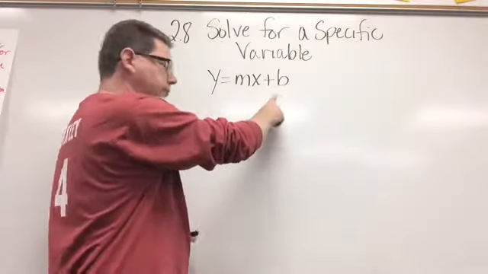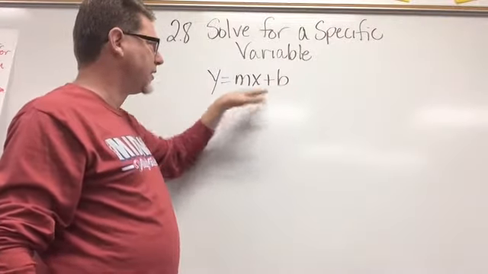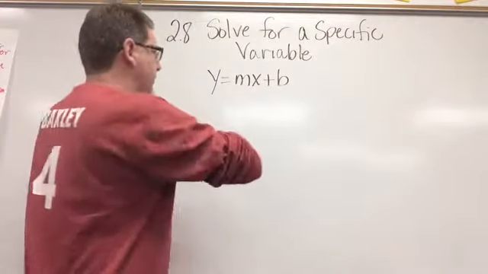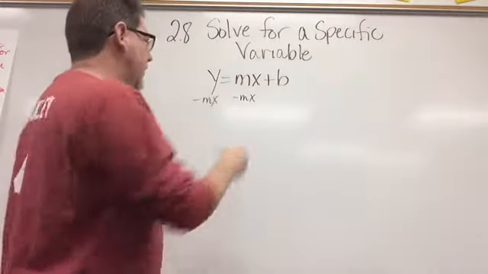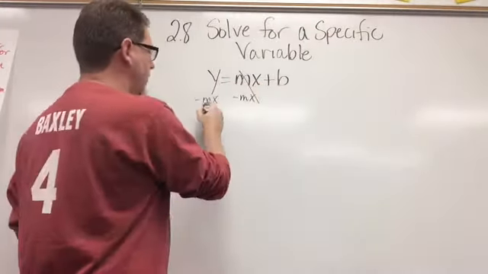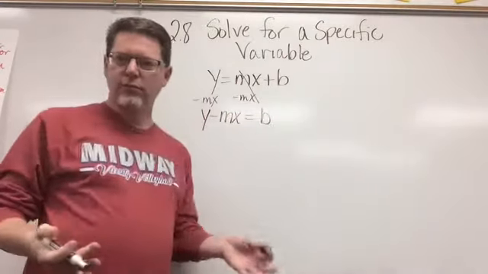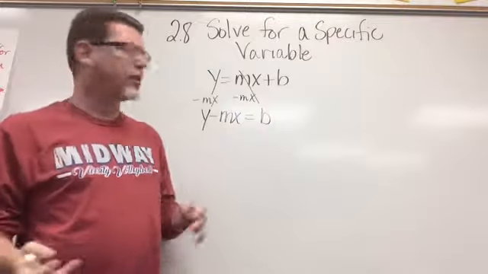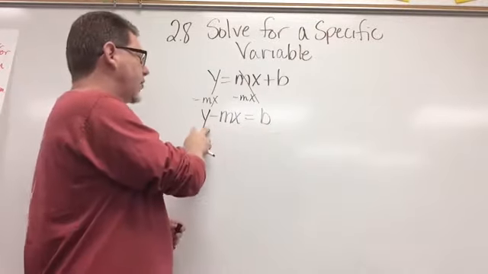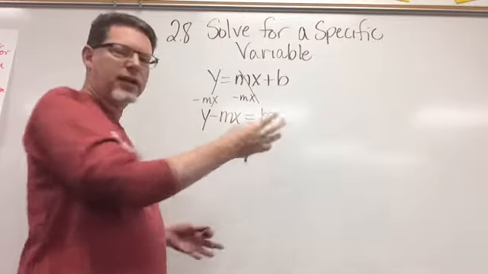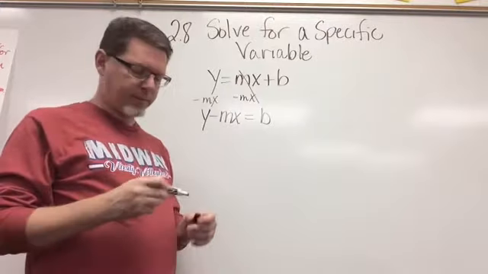Well, right now b is being added to mx. And if I want to get b by itself, then I have to subtract mx from both sides. And so that cancels out, and I'm left with y minus mx equals b. Okay? So I just solved for b. So if I'm given a y value and an x value and a slope, then I can use this formula to find out what the y-intercept is, because that's what b stands for.